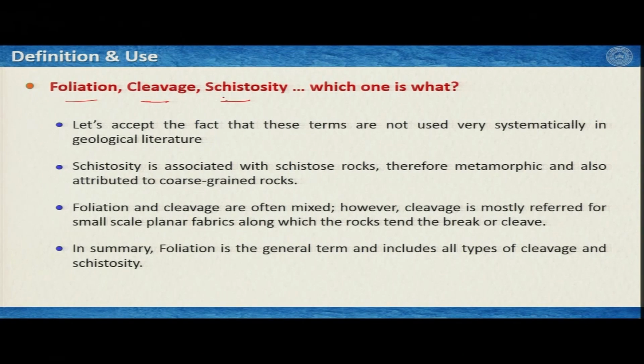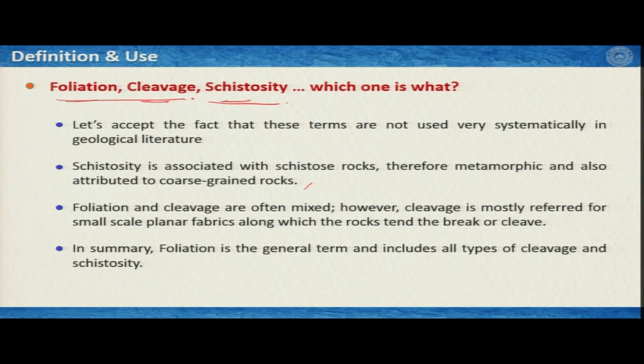Now, schistosity, let us first focus on this term, is associated with schistose rocks. Therefore, it is related to metamorphic rocks, and it is also attributed to coarse grained rocks. So, if I assign the term schistosity to some planar fabrics, that means this must be a very coarse grained rock, and it must be a metamorphic rock. And then the confusion comes between foliation and cleavage, and as I said, they are often mixed.